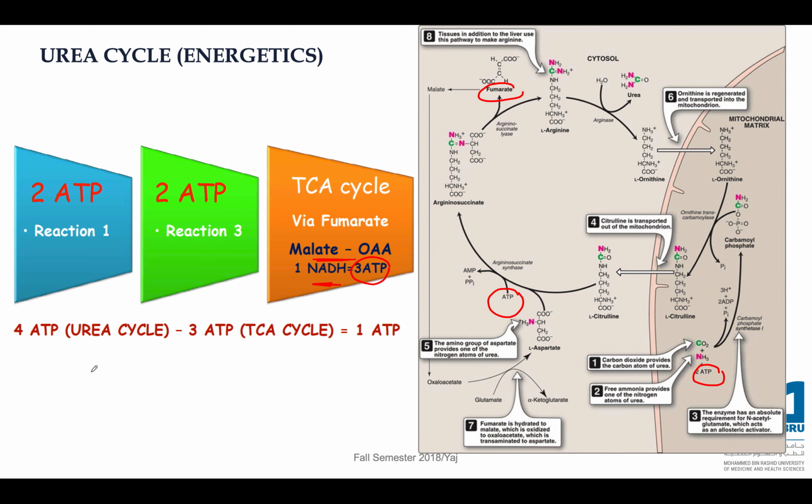So I use 4 ATP, I get 3 ATP. Therefore, there is a net loss of 1 ATP molecule when urea is synthesized. That means the urea cycle is a cycle that will require ATP for its operation.